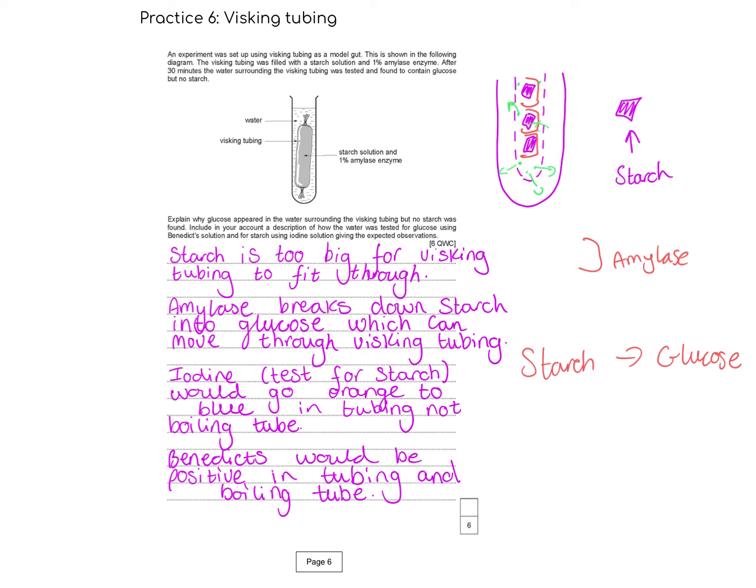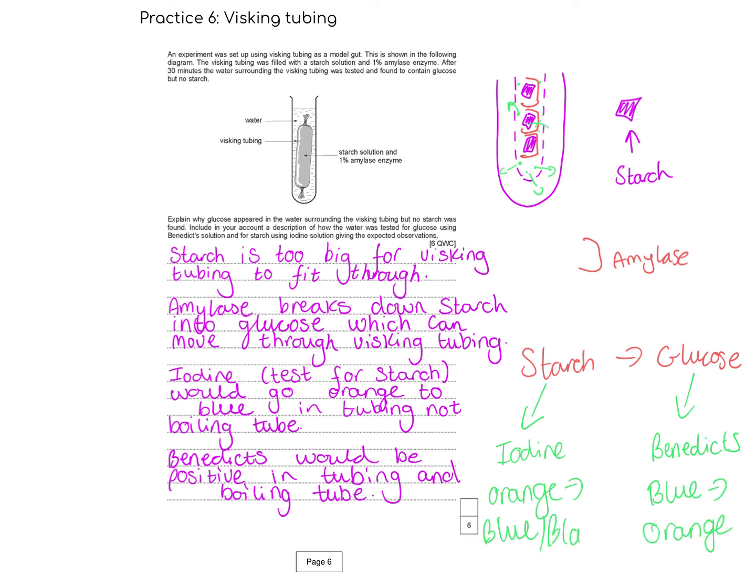Whereas Benedict's would go positive in the tubing and the boiling tube because it would show a positive test for glucose. So if you just want to think that for starch the test is iodine, and it goes from orange to blue, and glucose is Benedict's, and it goes from blue to orange, okay? What might be better is to think of it as more of a blue-black colour, okay? So if I was to test for starch, I'd only see a positive result in the Visking tubing because it's stuck in there and nothing in the water. However, if I was testing for glucose, you'll have a little bit in the Visking tubing and in the water as well.